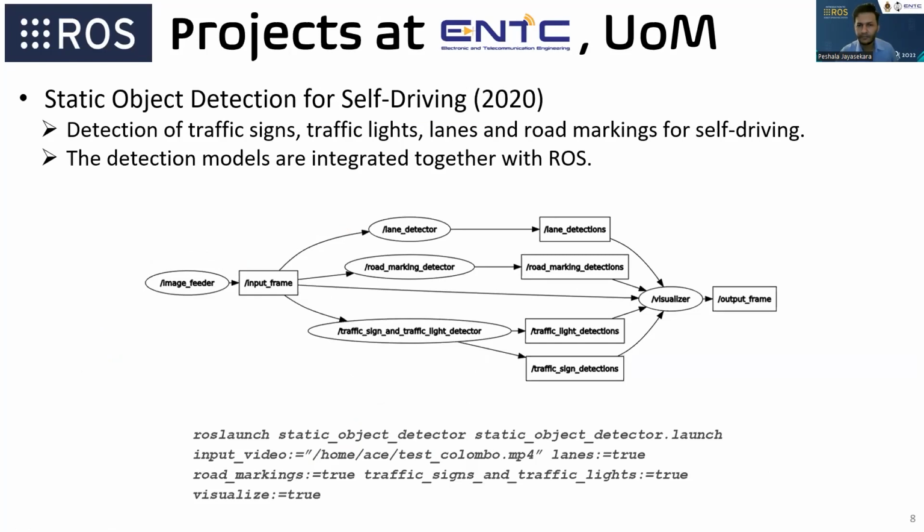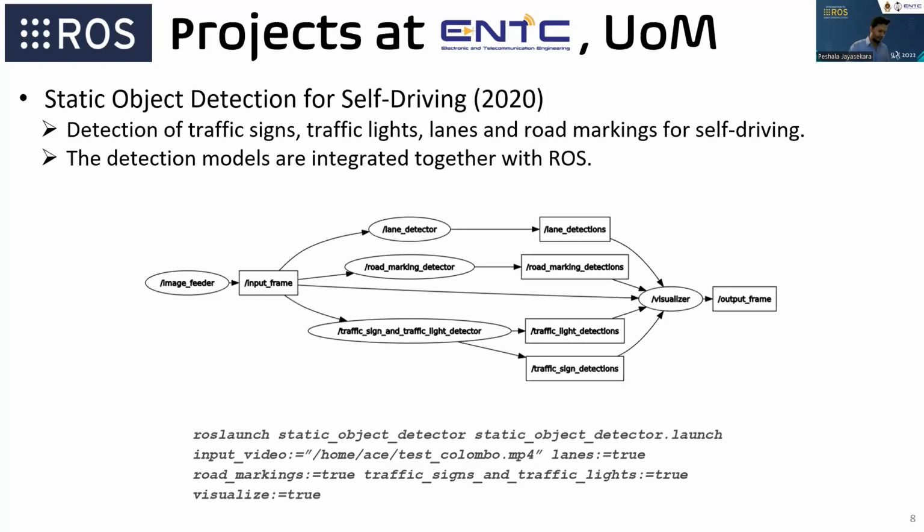So the next project that we are going to talk about is the static object detection for self-driving, which was done in 2020 as a final year project. This focuses on one important aspect of a self-driving vehicle, which is perception. We are interested in detecting static elements on the road, and that includes traffic signs, traffic lights, lanes, and road markings.